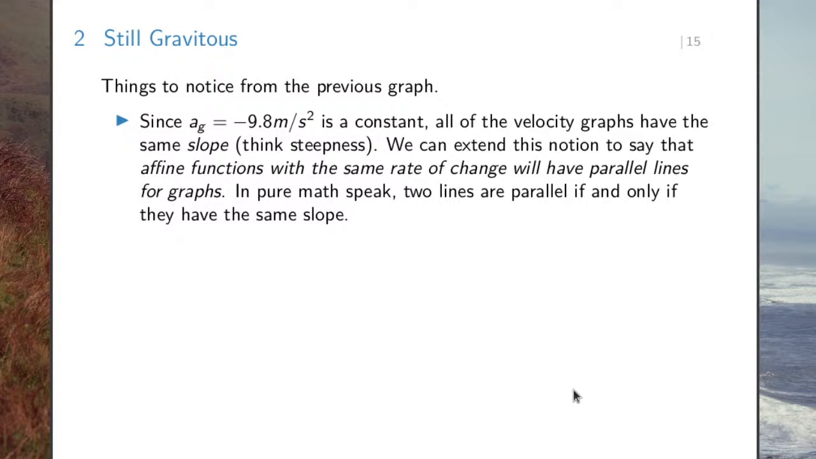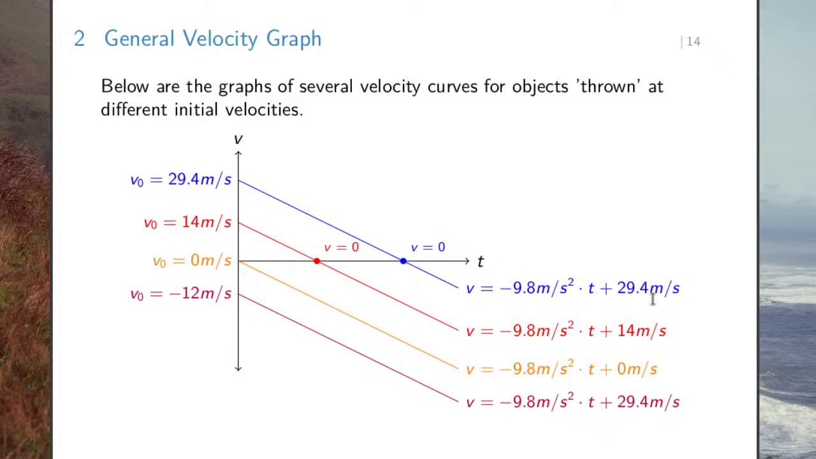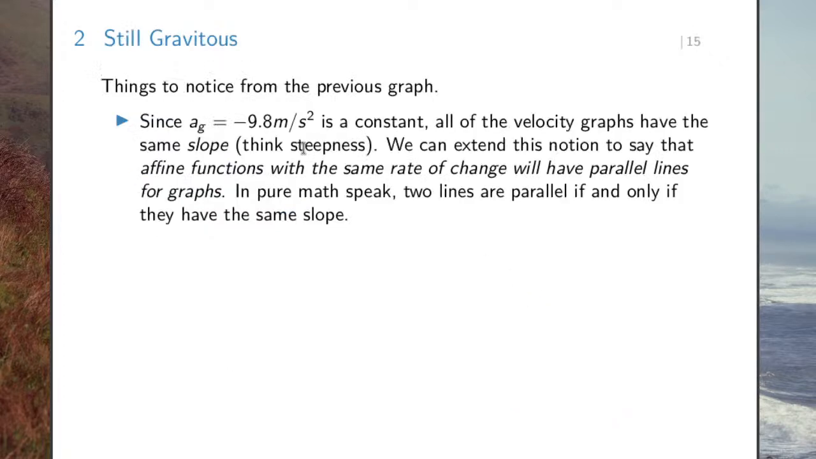And so in math, we call these affine functions. And this constant rate of change we call the slope in math. You've probably seen that term in algebra, right? Like y equals mx plus b. Well, in this case, a sub g is that m.